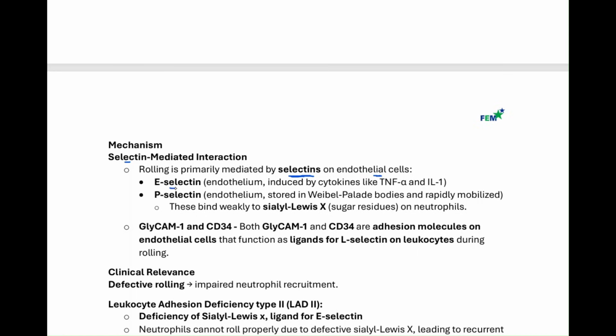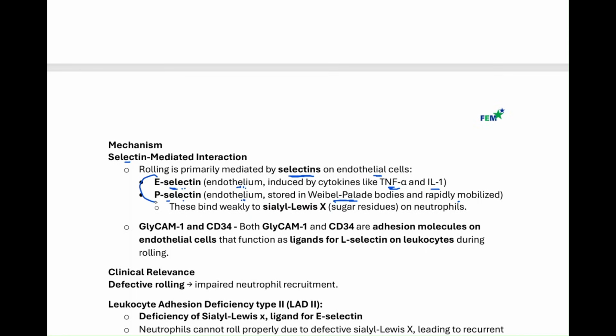So we have E-selectin and P-selectin. Both E-selectin and P-selectin are on the endothelial cell. And this E-selectin is induced by our acute phase cytokine. Remember, we saw that earlier, that those acute phase cytokines induce the selectin. And this P-selectin is stored in Weibel-Palade bodies, and of course it's rapidly mobilized out of them and released, ready to be used. And then what are they going to do?